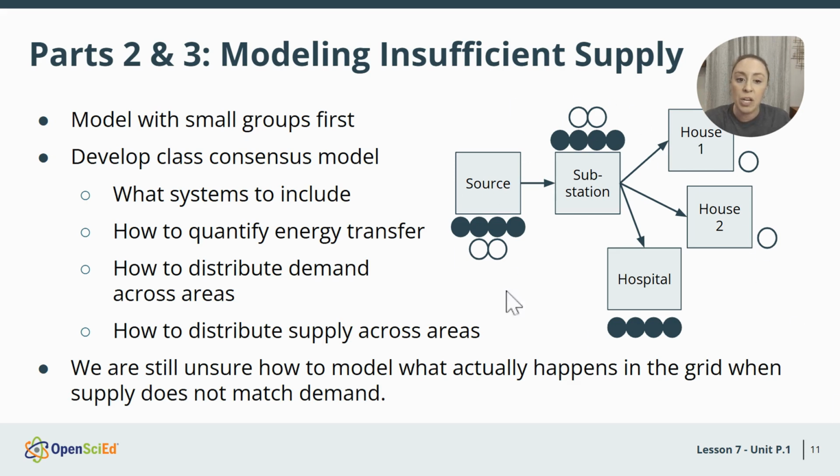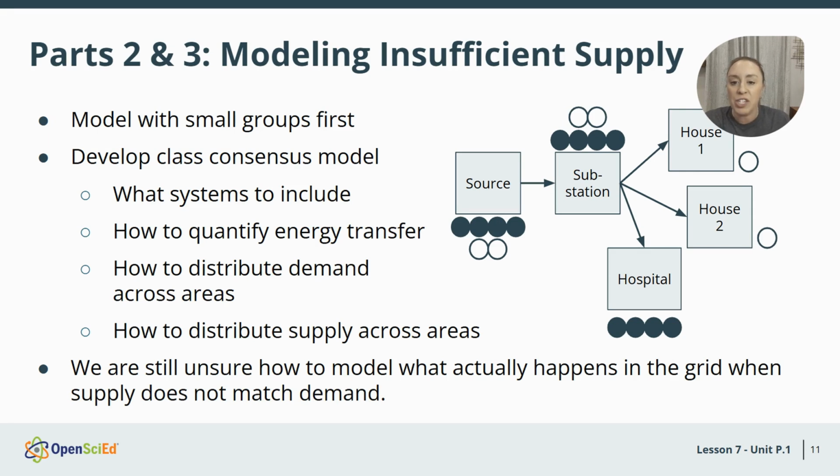So I have an example here of what this could look like for you and your students. I'm using color circles to quantify energy. I am using a solid circle to show this is the actual supply that is there and available versus the number of circles showing the amount that should be there or the amount that would be demanded. So in this situation, our source isn't providing enough energy for everyone, and our two houses over here are without power while our hospital is at full power.